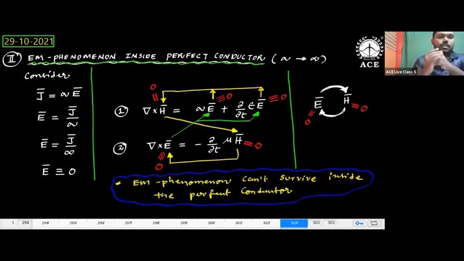So where can it survive? There is no other way. It will come and sit on the surface of the conductor. Suppose you use a solid conductor for the transmission of electromagnetic energy from one point to another point, the concentration of energy happens on the surface, isn't it? That is what is popularly known as the skin effect in electrical engineering. So EM phenomena can't survive inside the perfect conductor, beta. Clear? This is the other thing which I wanted to highlight.